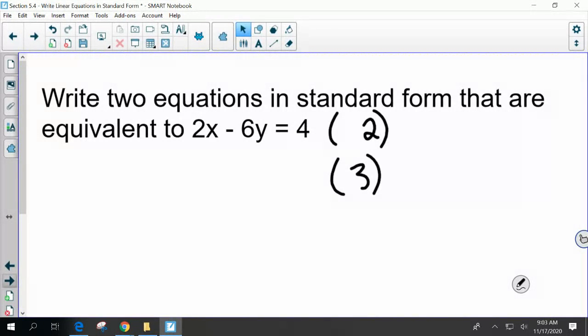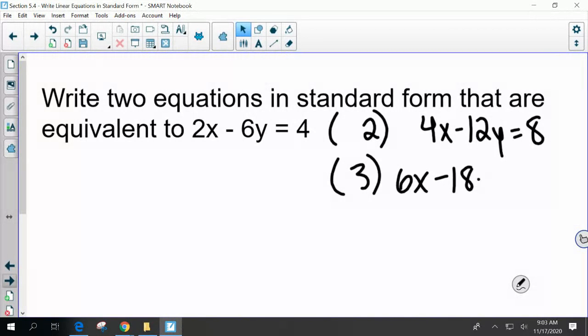So if I take everything times 2, I'm going to have 4x minus 12y equals 8. That's an equivalent equation. And everything times 3, I would have 6x minus 18y equals 12. So what this means is if I were to tell you to plug in like x equals 5 and solve for y, you should get the same answer for y in all three of these equations. You should come out with equal answers because they're equivalent.